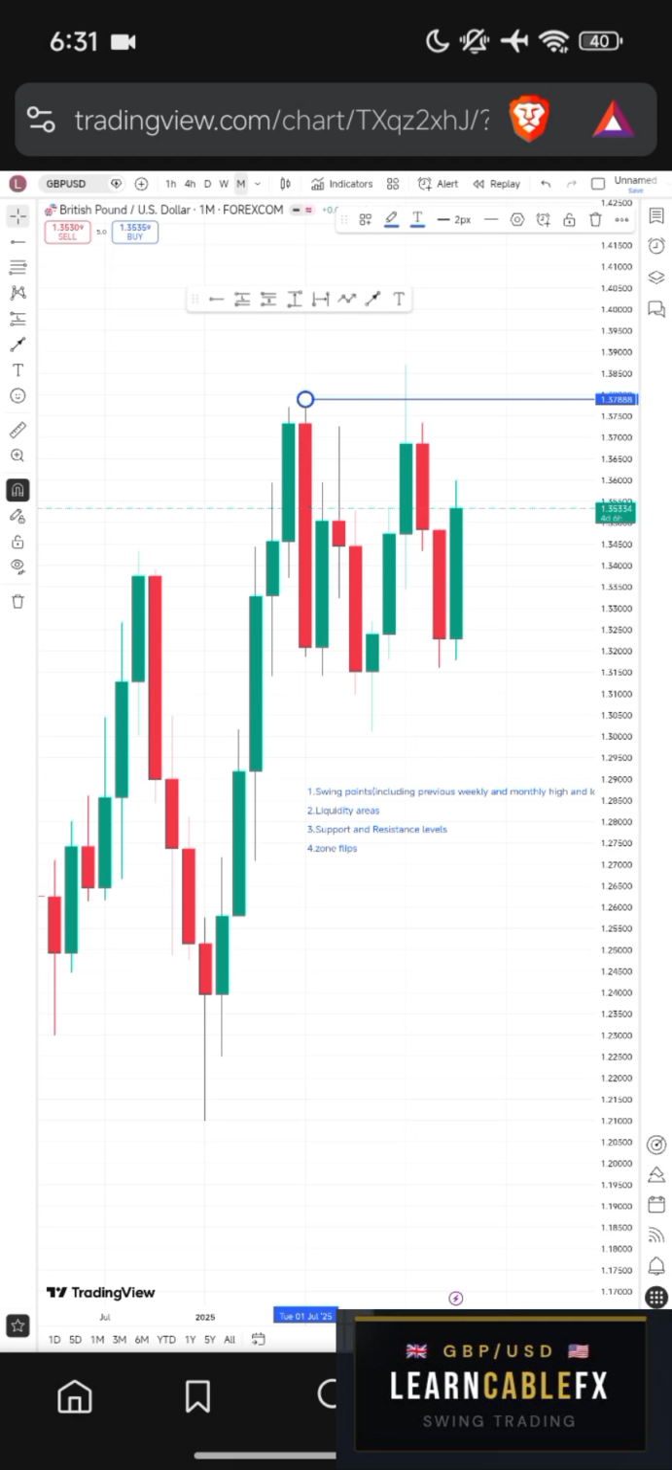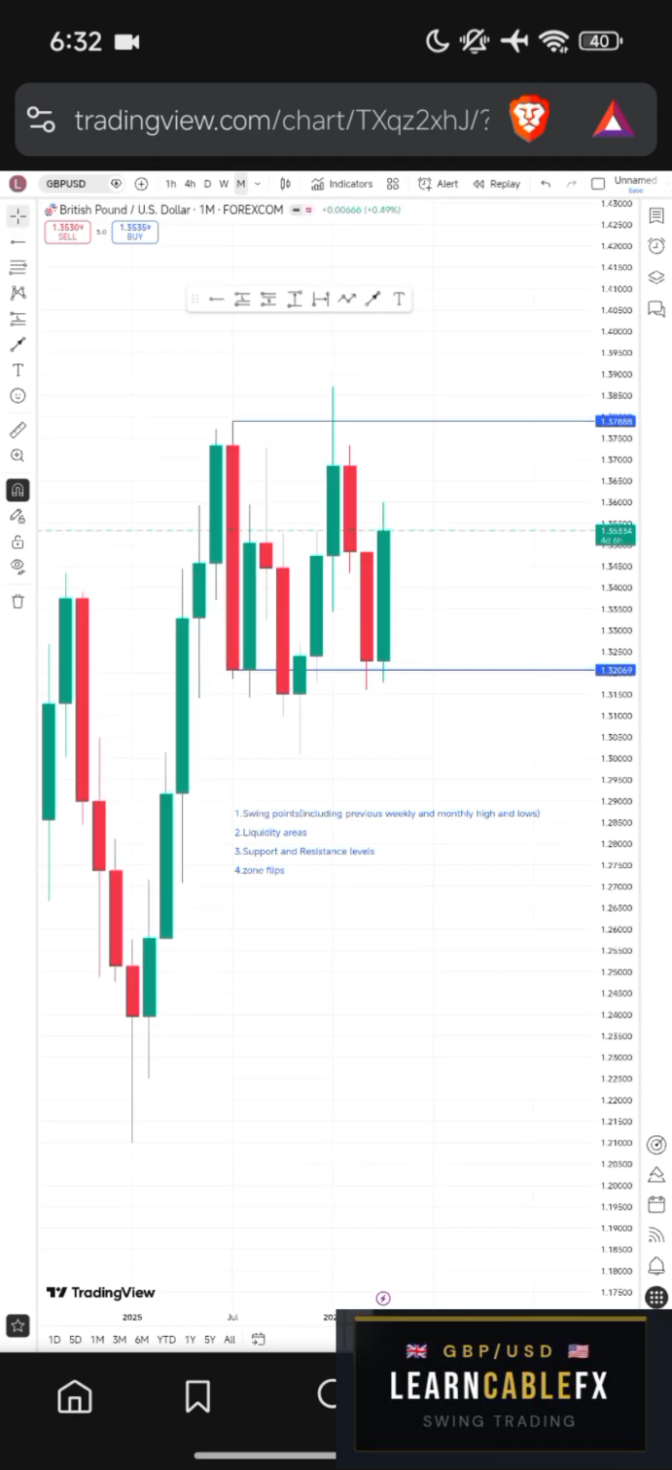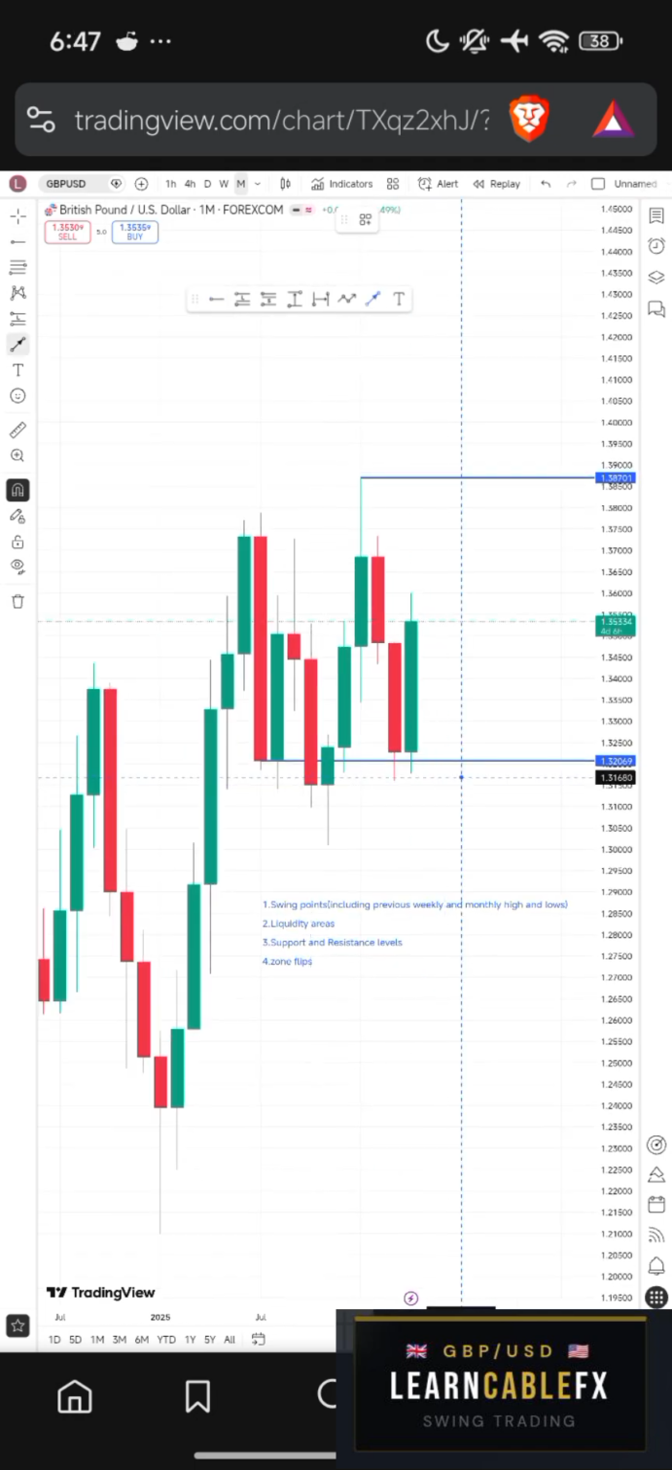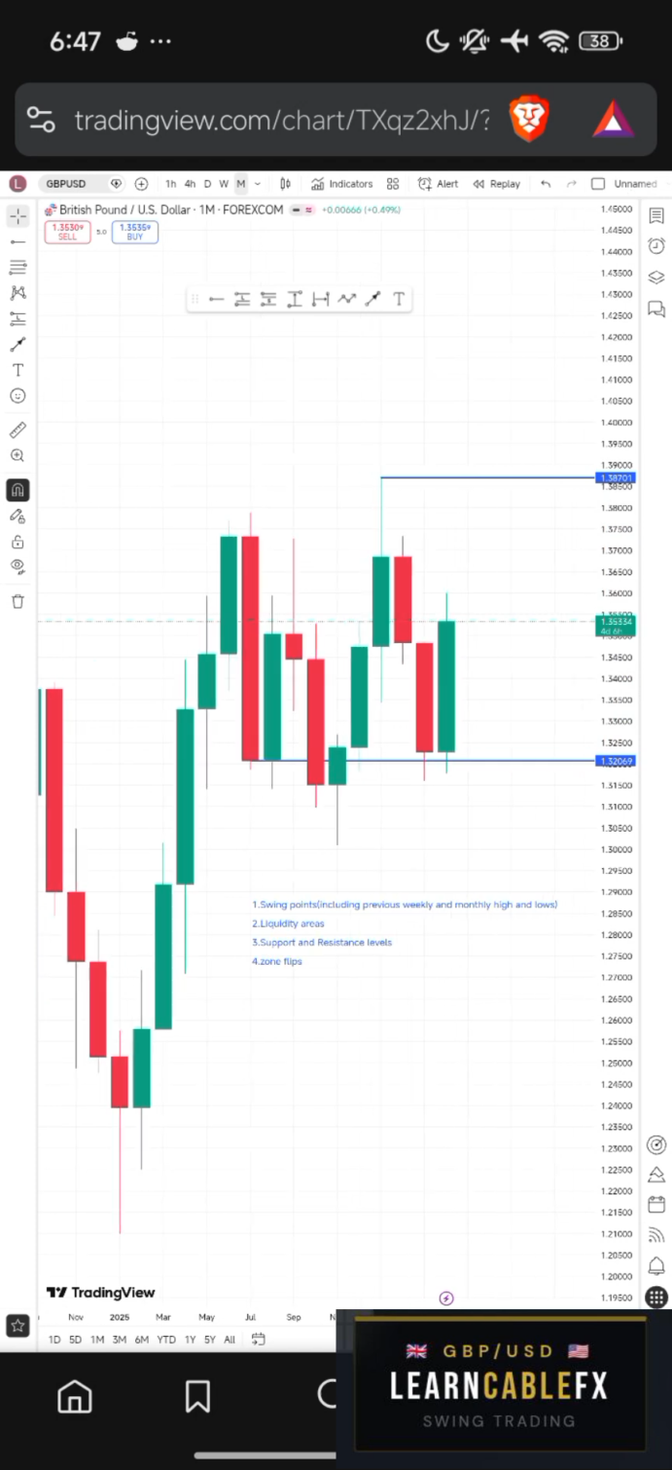This failed swing made the market sell. After the market failed to close above this level, it sold all the way to this support level. This support level did hold. After the market tapped this support level, you can see it's still buying. Maybe it can buy till this high. I don't know. Okay, so let's move down to the weekly time frame to see what's happening.